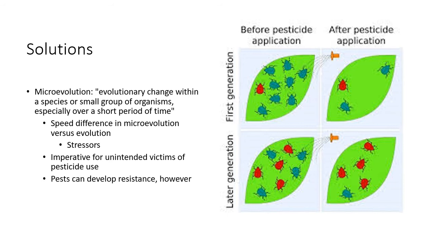However, it is imperative that unintended victims of pesticides do this. It has been seen that fish, crustaceans, and other aquatic insects recovered within months of the stoppage of pesticide use and have also developed a resistance to it that helps them live a normal life with pesticides in their environment.